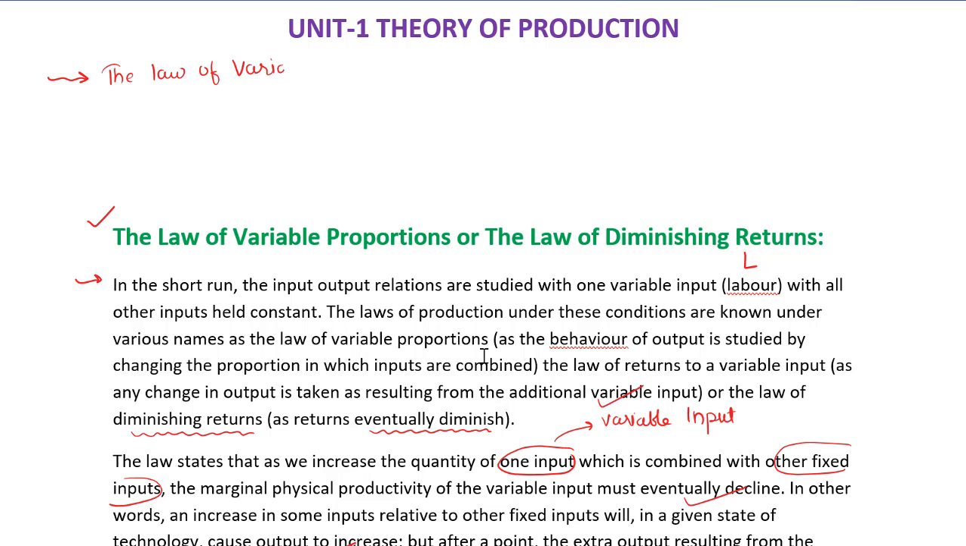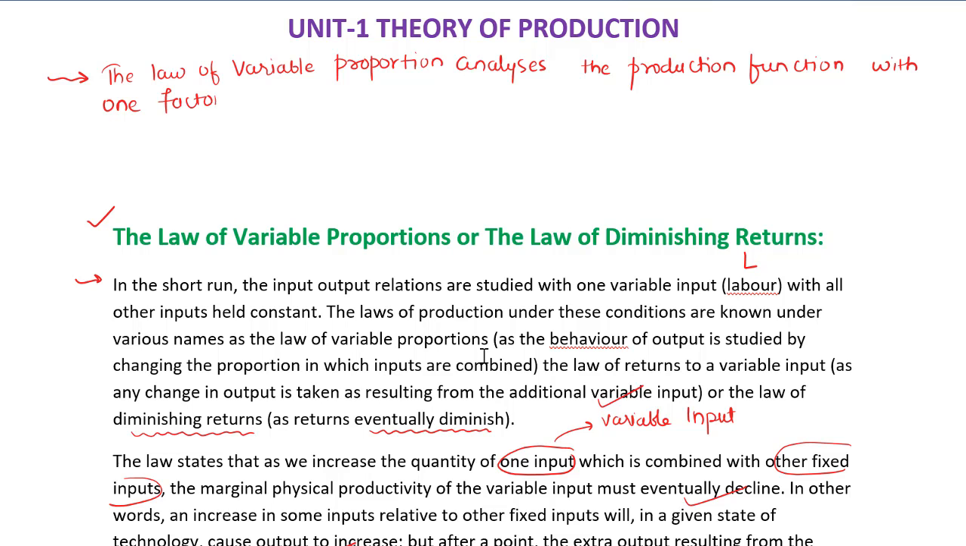The law of variable proportion analyzes the production function with one factor as variable, keeping quantities of other factors as fixed.